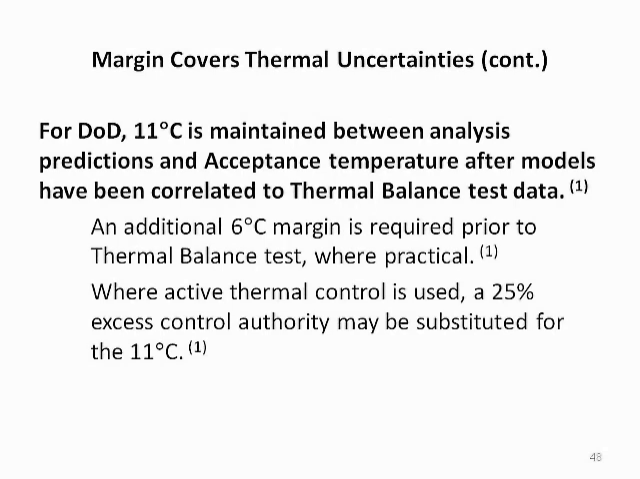For Defense Department programs, 11C is maintained between analysis prediction and acceptance temperature after models have been correlated to thermal balance test data. An additional 6C margin is required prior to thermal balance test where practical. If applying this additional margin causes a significant increase in thermal control mass or power, the requirement may be waived. Where active control is used, DoD allows 25% excess control authority to be substituted for the 11 degrees C margin.